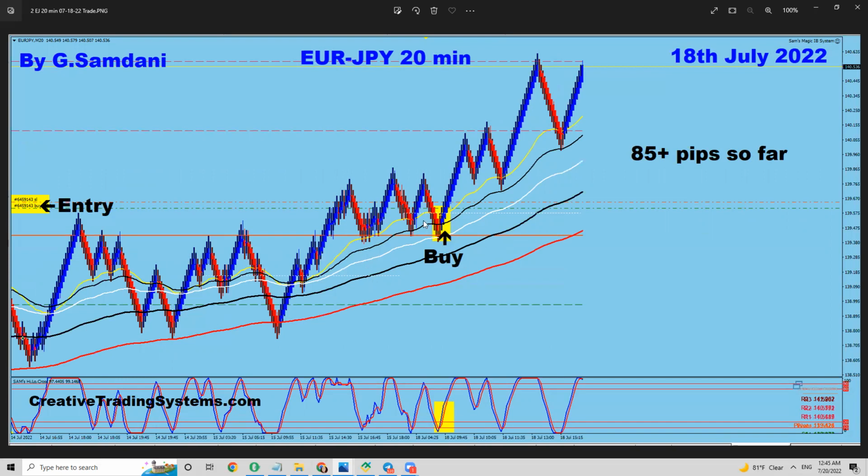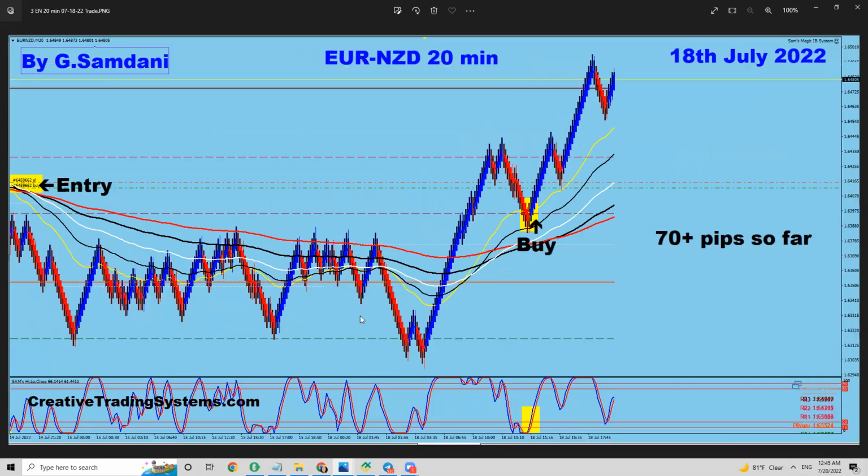Okay, so here again, same thing. Yellow is above the black, the price is making a higher low. This indicator is all the way down, turning to the upside. A red candle turns into blue. Few blue candles, and I open the trade, right? 85 pip. Look at this one, same thing here. This was bearish here. All of a sudden, it turns bullish. Same scenario, same conditions. 70 pip to the upside.